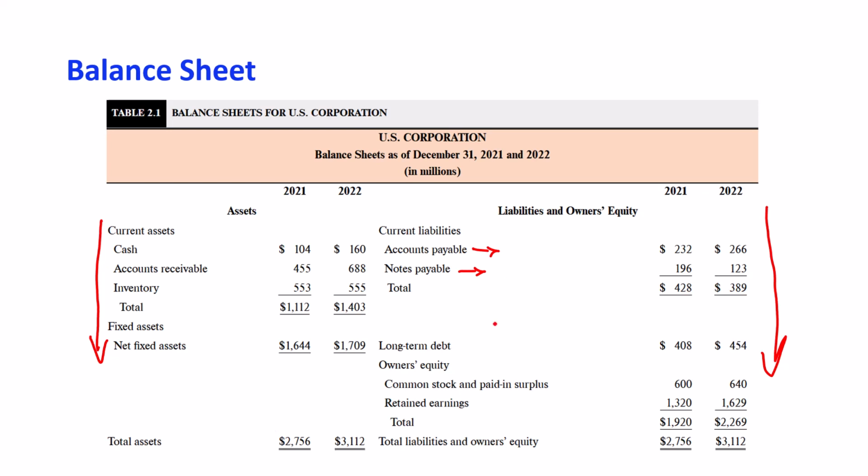And next are the long-term liabilities, which are long-term loans and bonds that the company usually has. And after that, we have shareholders' equity, which is owner's equity plus common stocks and paid-in surplus and retained earnings. Here we need to differentiate between debt and equity.